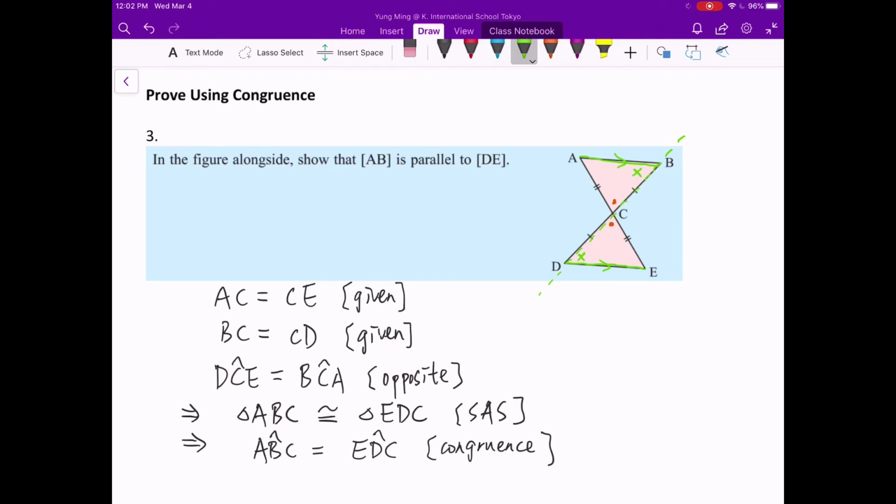And just because these two angles are the same, we are done. We will finally be able to say that AB is parallel to DE. The reason behind that is because we have alternate angles being the same. And that's the end of the story.